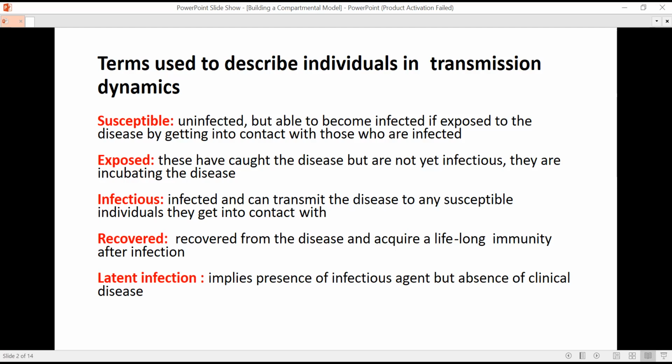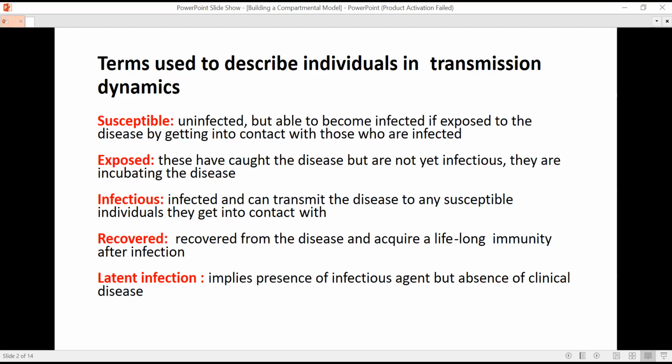So susceptible in this case are uninfected, but they are able to become infected if exposed to the disease by getting into contact with those who are infected. So if you think of a case like, if you are talking of road accidents at a particular time or day of the week, let's say Friday evening, and that Friday evening you are indoors, then you're not susceptible to road accident because we are looking at road accident specifically.